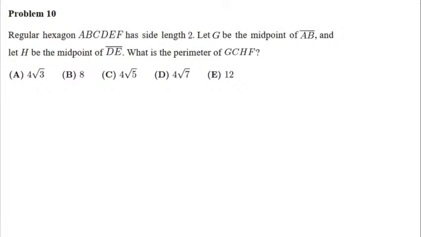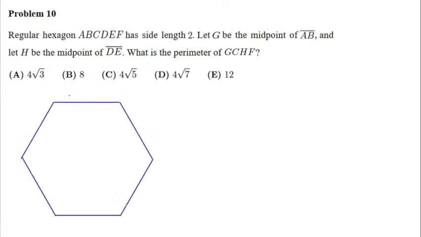2022 AMC 12B problem number 10. Regular hexagon ABCDEF has side length 2. Let G. So let's draw the regular hexagon. Okay, it is regular hexagon ABCDEF. And then the problem says G be the midpoint of AB. So G is, for example, this point. And because the lengths are 2, it will be 1, 1. And H be the midpoint of DE. It will be something like this. 1, 1. So these lengths are 2.